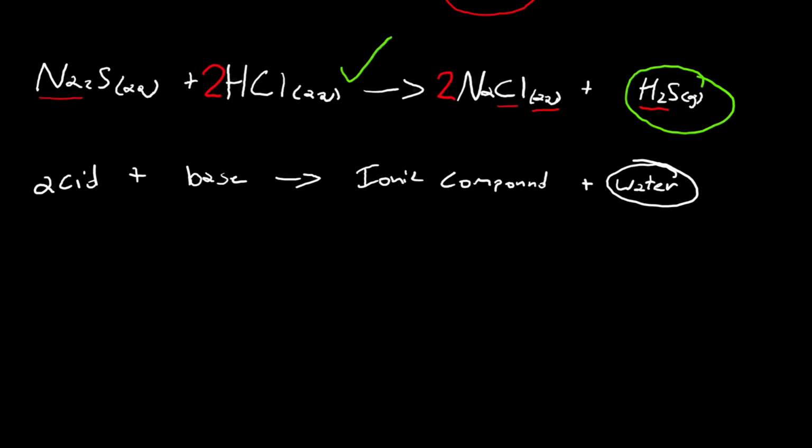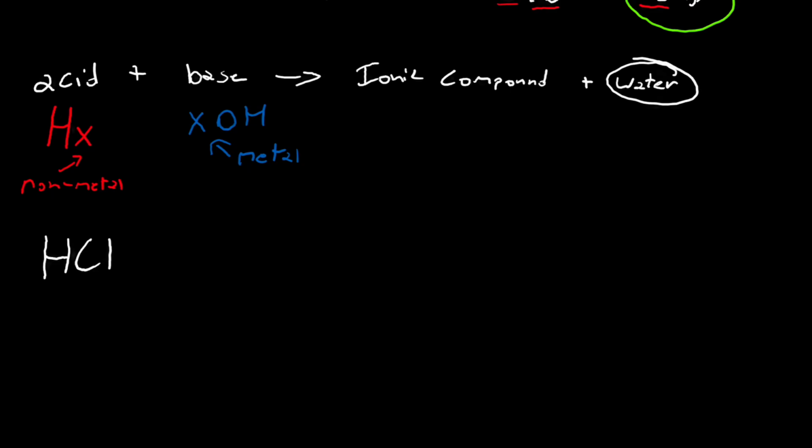But what determines this? Well, an acid is anything with H and then something behind it. So HX is the general formula. For acids, X is a nonmetal. For a base, the general formula is XOH, meaning X hydroxide, and the X is a metal. So let's say we had HCl, hydrochloric acid, which is aqueous, added to magnesium hydroxide, which is solid.